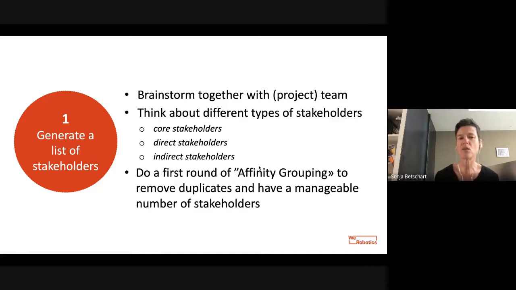Now, the best way to create a stakeholder list is not to just sit by yourself in a corner and start thinking, but it's actually to brainstorm. Brainstorm together with your project team, even brainstorm together with some of your key stakeholders, who other stakeholders might be. So go out, talk to people, have brainstorming sessions on who are the stakeholders, and start generating a list.